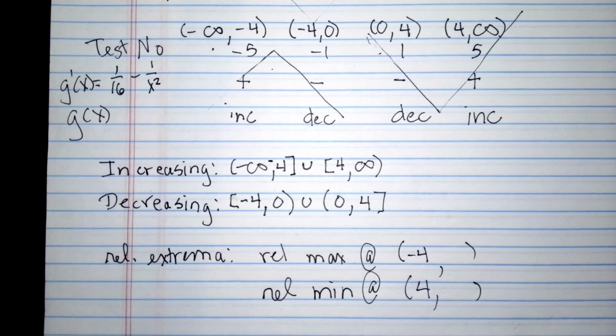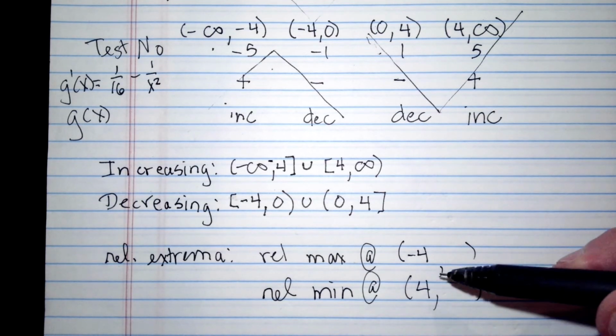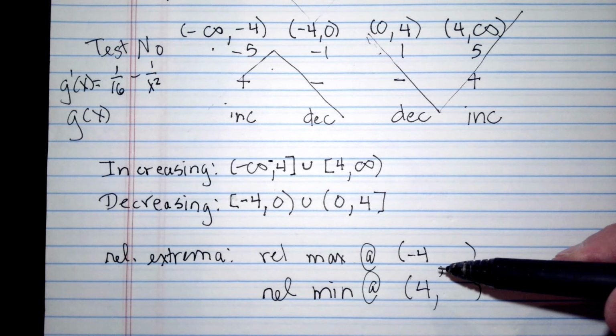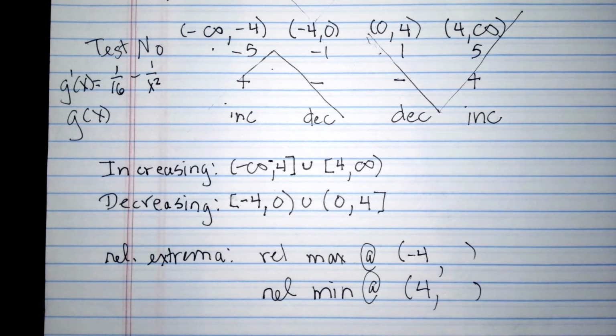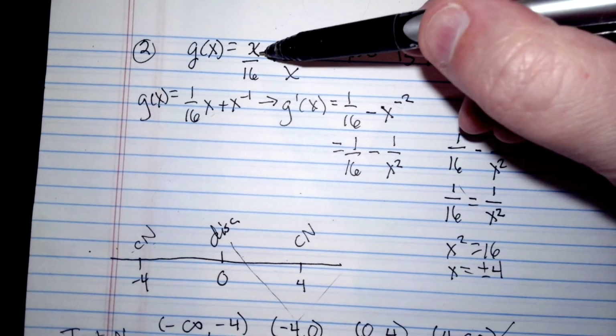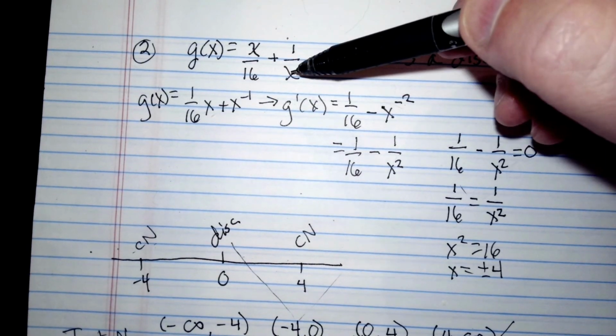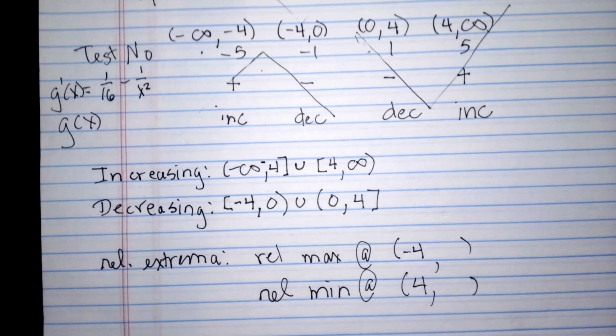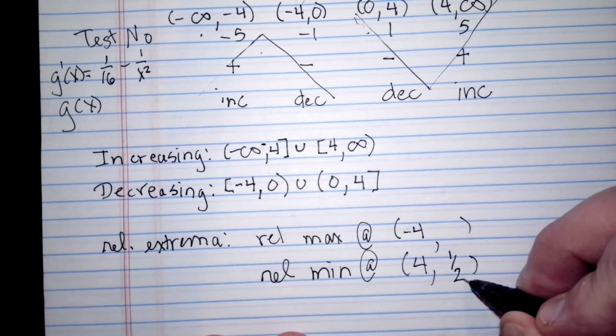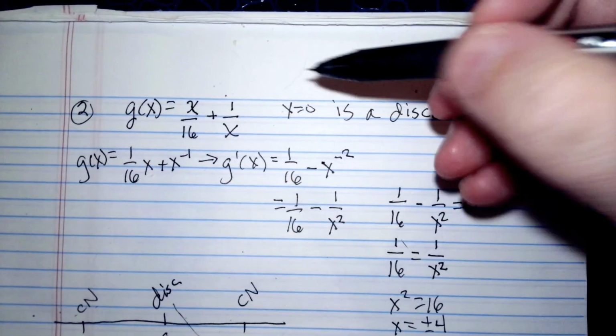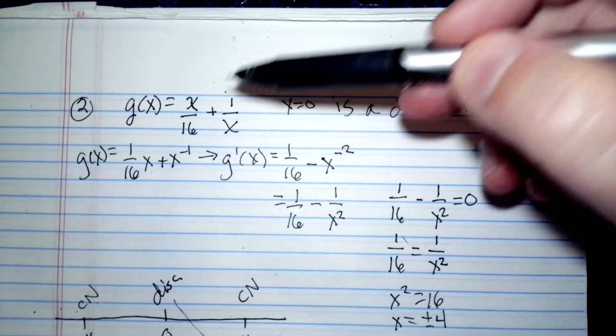Now to determine the y-coordinates, all we have to do is just substitute 4 and -4 into the original function. So if we substitute in the 4, we'll get 4 over 16 is 1/4 plus 1/4. 1/4 plus 1/4 is 2/4, or 1/2. And if we substitute in a -4, we'll get a -1/2.